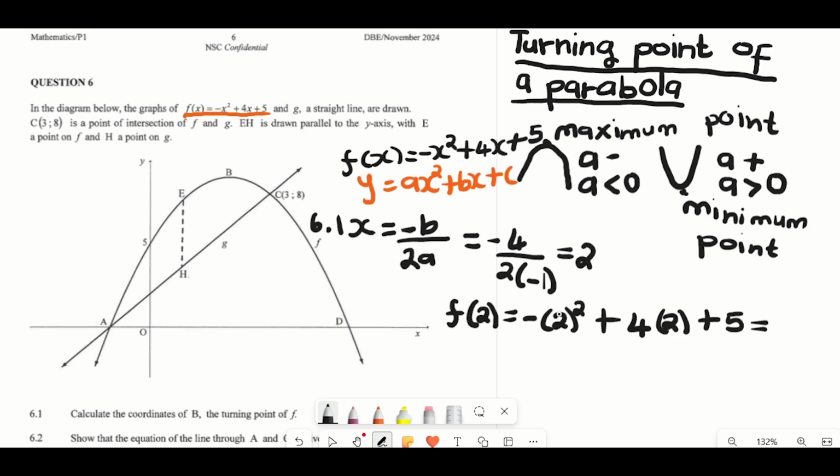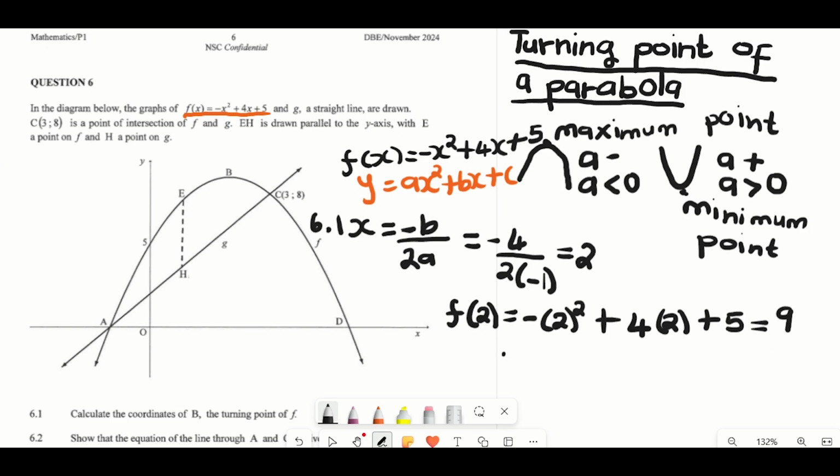It's very important when you're doing your substitution to pay attention to your signs. You see this negative is outside the bracket, meaning it won't be squared together with the 2. So you'll have 2 squared, which is 4, and with the negative it's going to be negative 4, plus 4 times 2 is 8. So negative 4 plus 8 is the same as saying 8 minus 4. You end up with positive 4 plus 5, which will give you a 9.